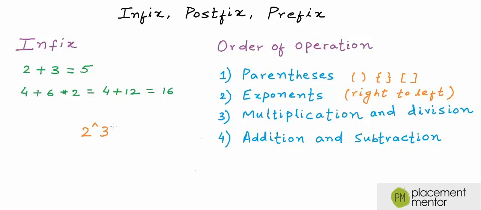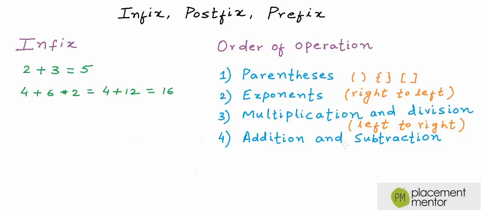So if I have something like this, then first this rightmost exponentiation operator will be applied. So this will reduce to 512. If you apply the left operator first, then this will evaluate to 64. After exponents, next preference is given to multiplication and division. And if it's between multiplication and division operators, then we should go from left to right.